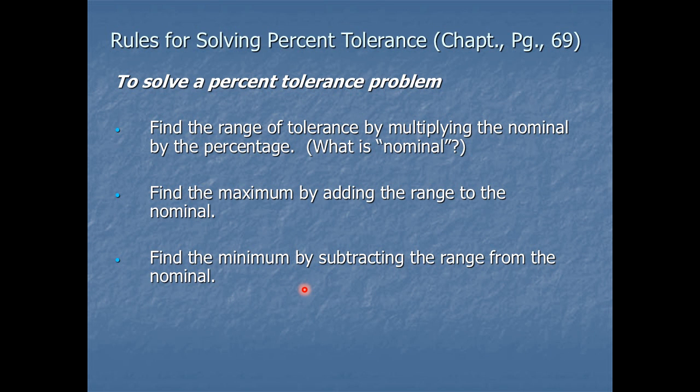Because in real life, most of the things are not exactly as accurate as we think in theory, right? So that's why we try some percentage problems to solve this tolerance issue, to see how much more or less any equipment can actually take. Find the range of tolerance by multiplying the nominal by the percent, and find the maximum and minimum it can take.